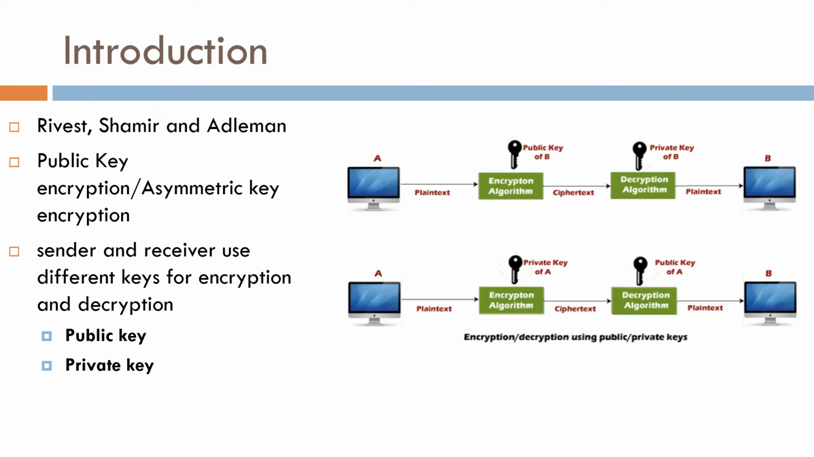So there are two variations of this, which are depicted in this figure. In the first case, the encryption algorithm will be done by the public key of the receiver and the decryption algorithm will be done by the private key of the receiver, so that it will provide confidentiality. And in the second variation, the encryption process will be done by the private key of the sender and the decryption process will be done by the public key of the sender. It will be used to provide user authentication.